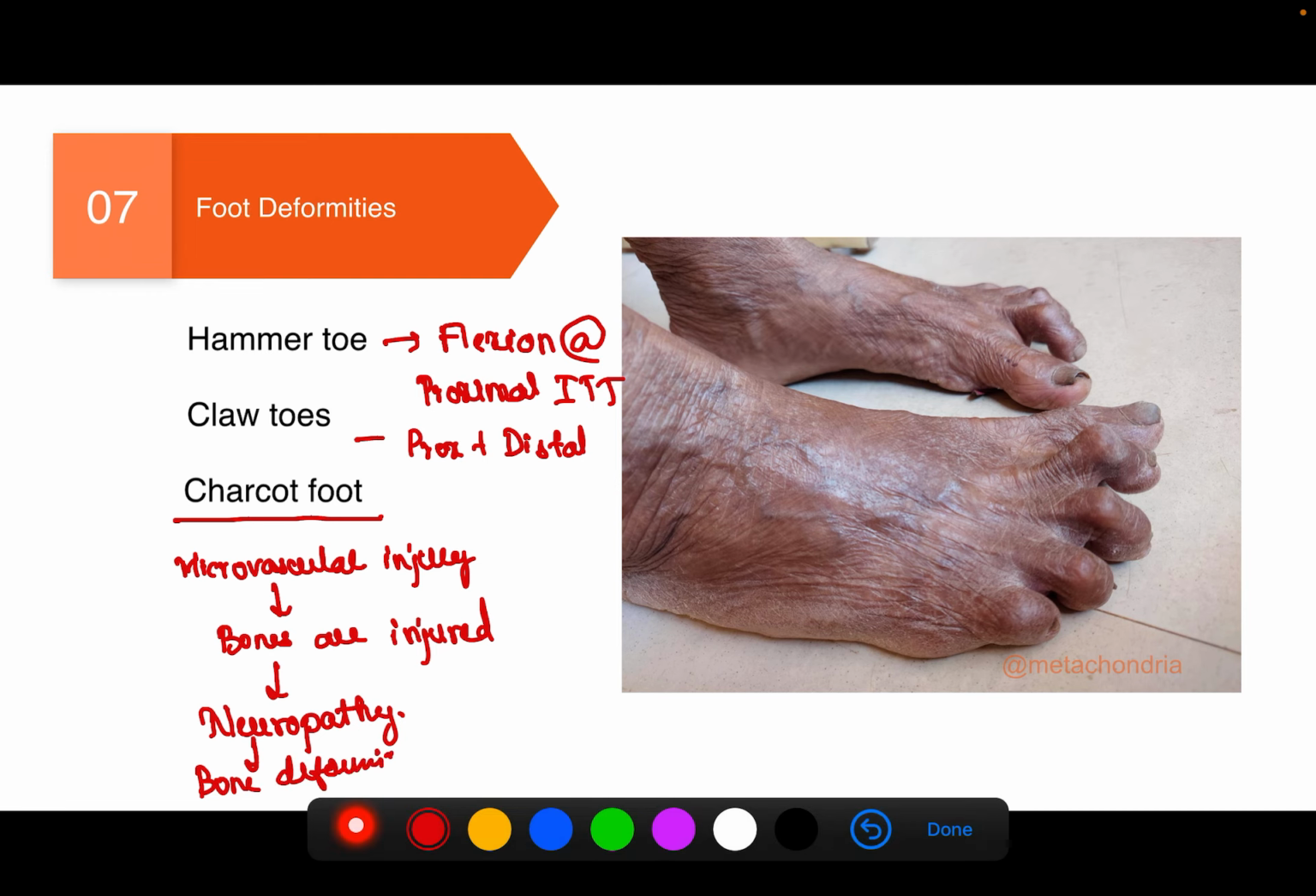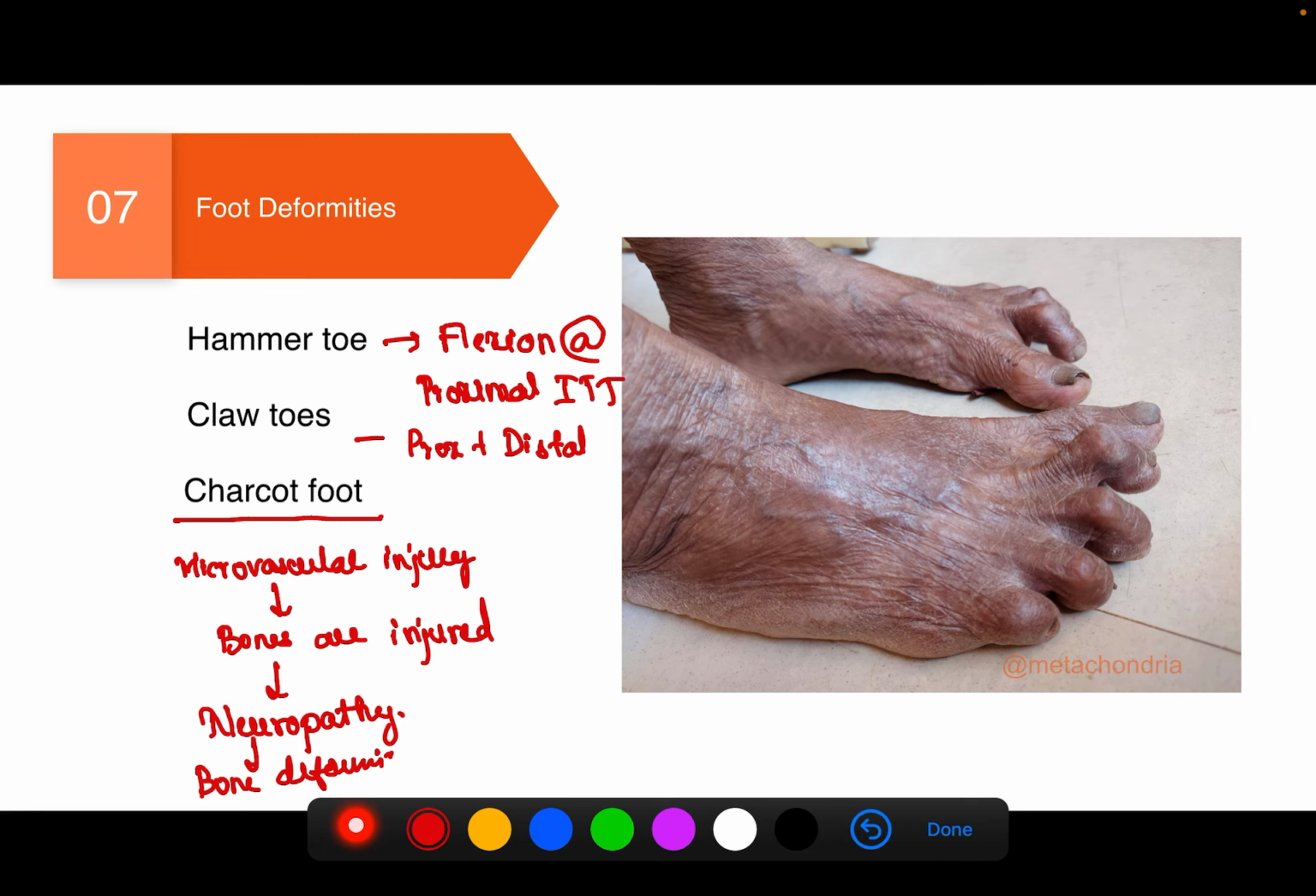So did you understand? First of all, the bones are weakened, but due to neuropathy, the body is unable to understand that the bones are weakened, and the patient continues to walk on the weakened bones. And then finally, it leads to bone deformity.